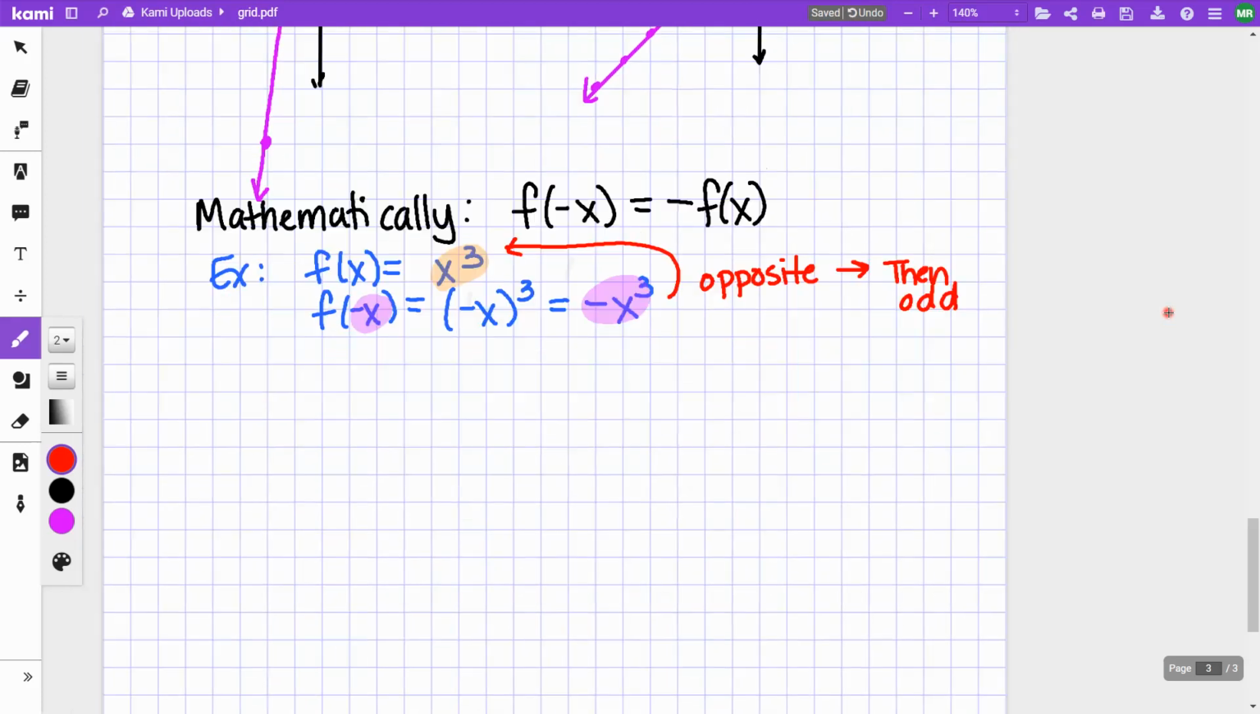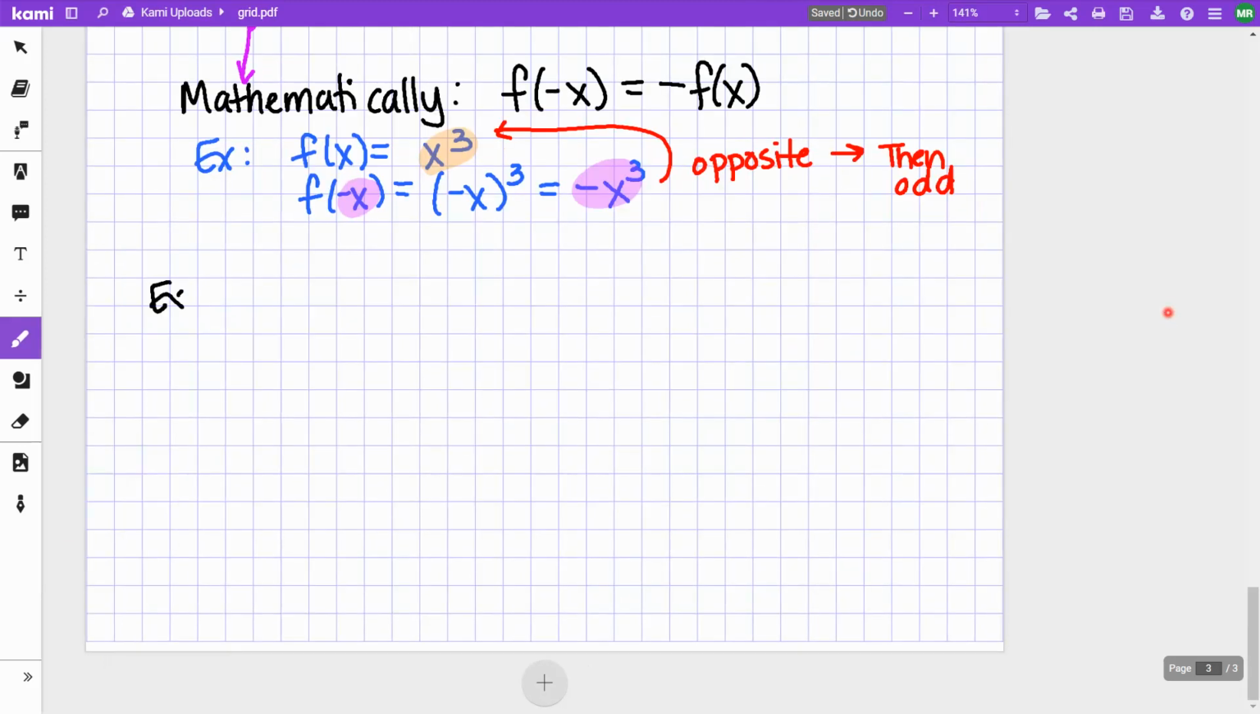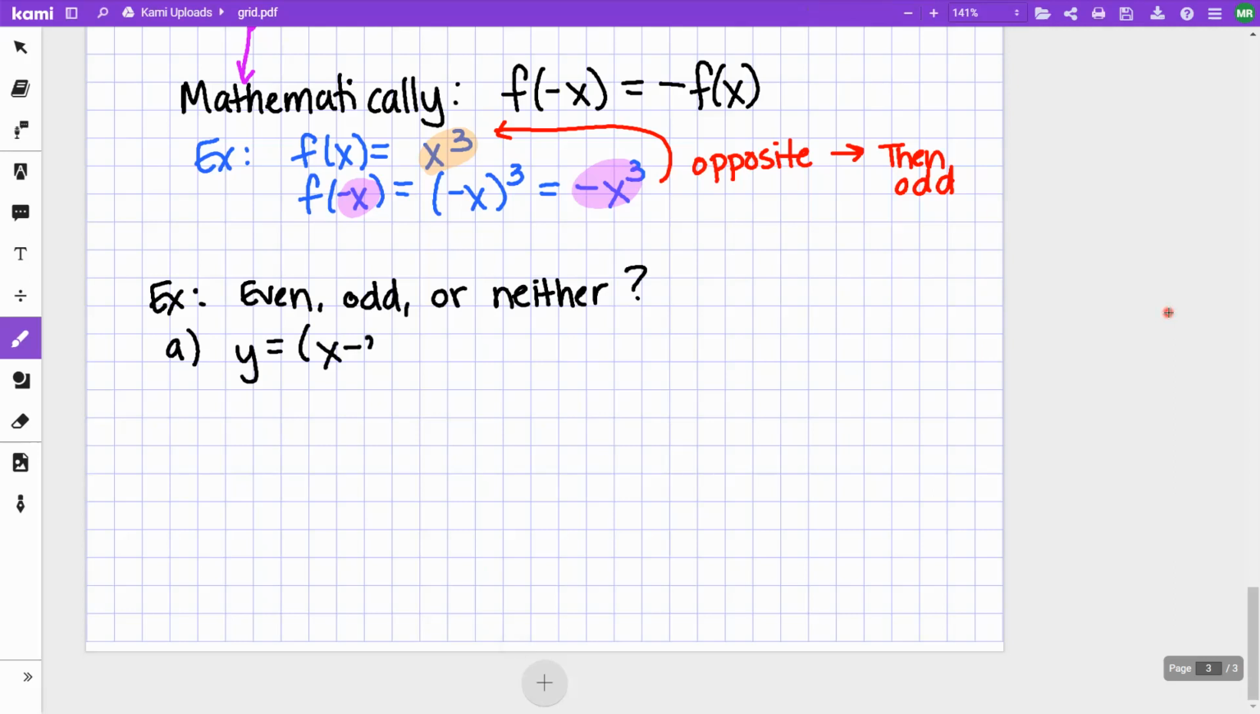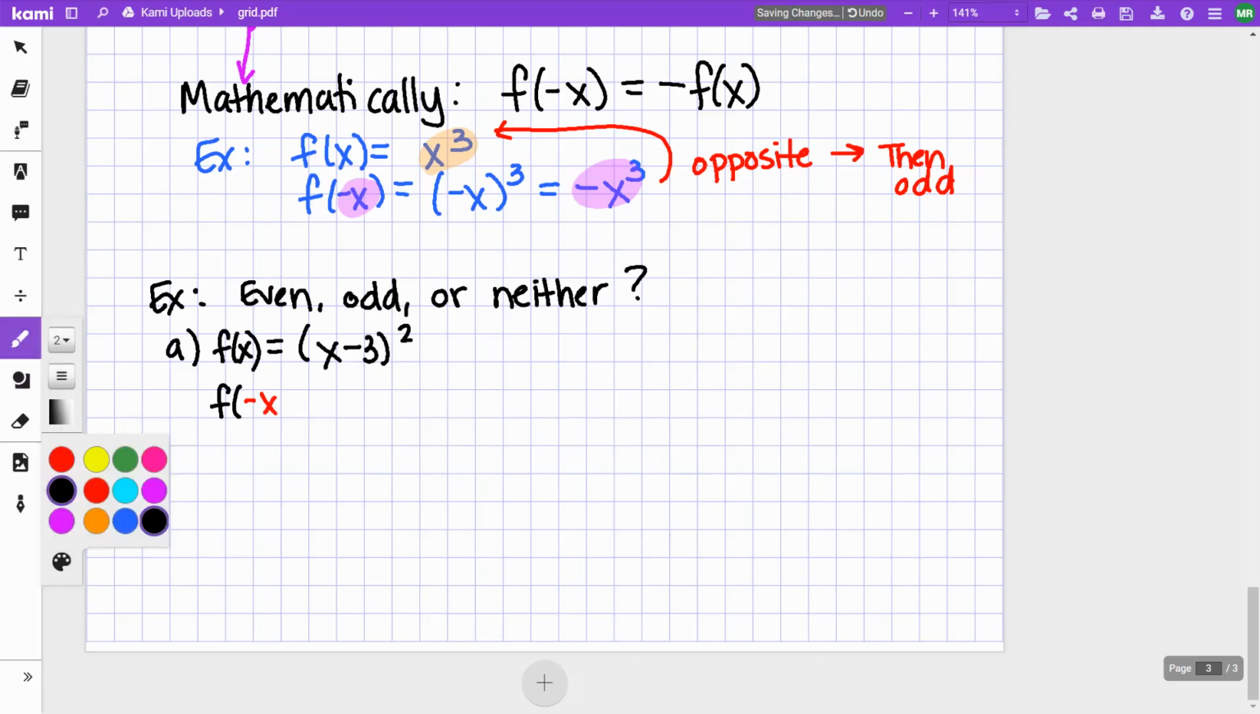So let me go through a couple of examples. Let's say we're trying to decide even, odd, or neither. Sometimes it's not going to be either one. Our first one is y equals x minus 3 squared. Let me do f of x equals x minus 3 squared. What I'm going to do is put in a negative x. That's what we do. So I'm going to have negative x minus 3 squared.